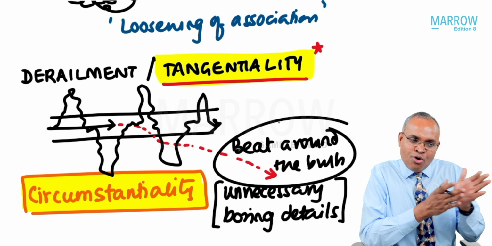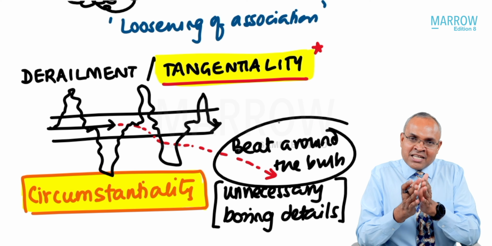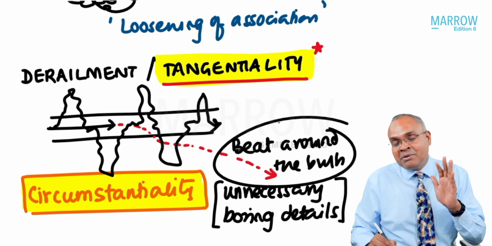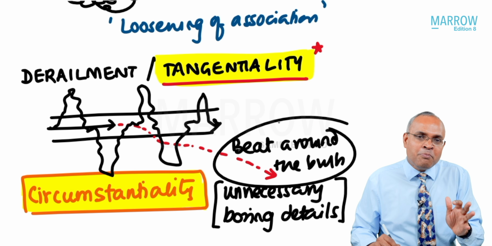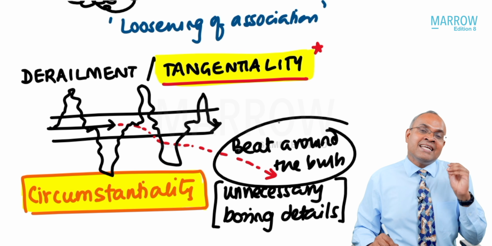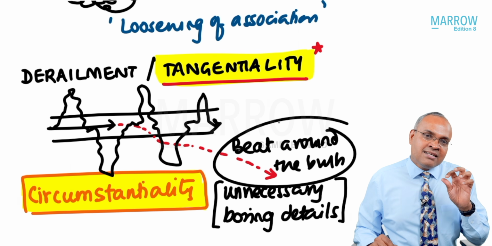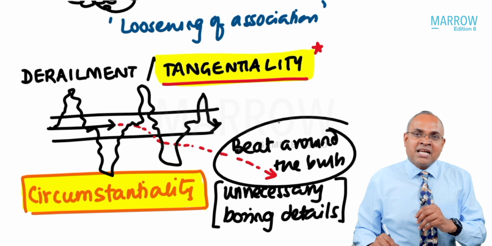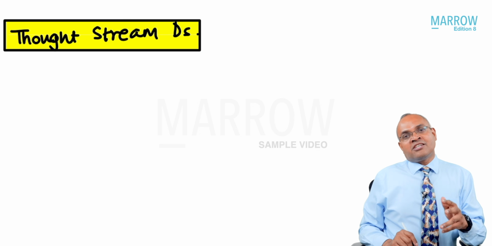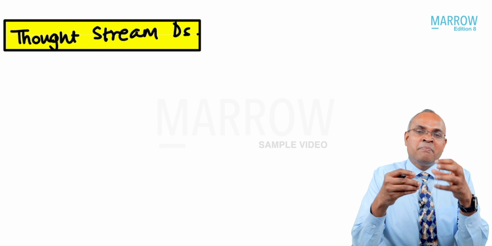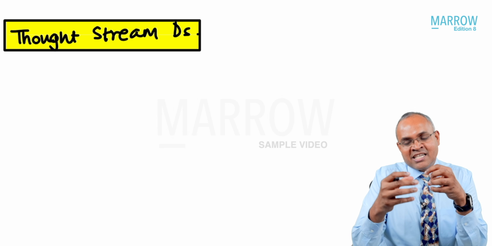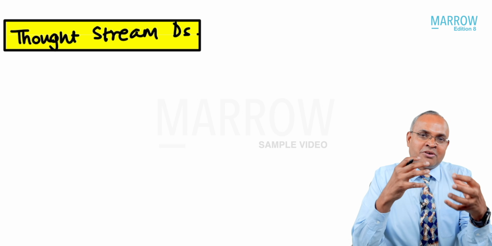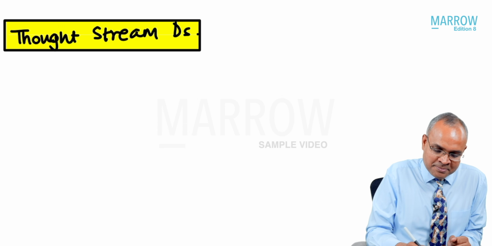So tangentiality, you go away from the topic but never come back. Circumstantiality, go away, come back, go away, come back. That is the difference between circumstantiality and tangentiality. Both can be seen in schizophrenia patients. Now, in some books, tangentiality and circumstantiality is described as a type of thought form disorder. In some books, circumstantiality is described as a thought stream disorder. So there is a controversy. It depends on which book they are talking about, so it depends on the source of the book.